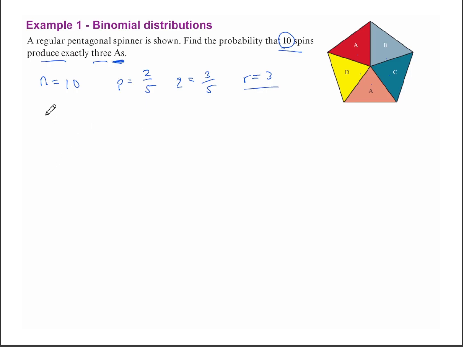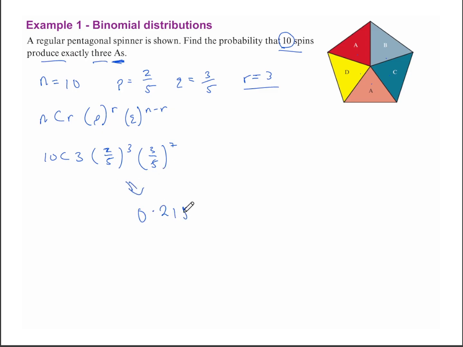This goes with the formula that we've just been given, which is n combination R, our probability of success power R, multiplied by the probability of failure power n minus R, where R is the number of successes that we have. You can just fill in these values. We get 10 combination 3 multiplied by 2 over 5 power 3 multiplied by 3 over 5 power 10 minus 3, which is 7. And this just gives us 0.215 as our probability of getting exactly 3 A's from 10 independent trials of spinning that spinner.